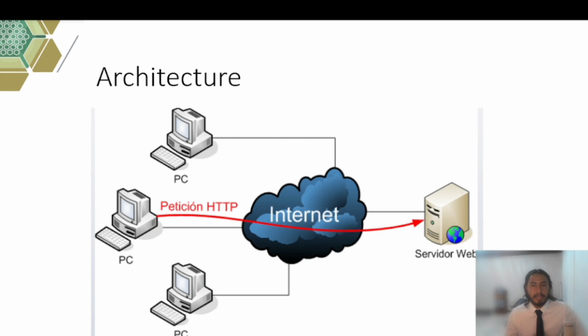Architecture. A web application is provided by a web server and used by users who connect from anywhere via web clients, browsers, or any object. The architecture of a website has three main components: a web server, a network connection, and finally one or more clients.